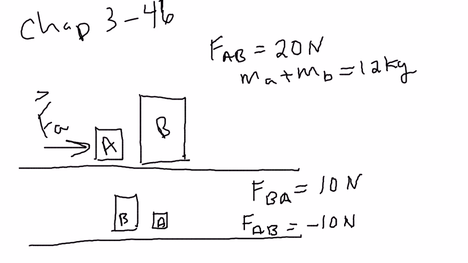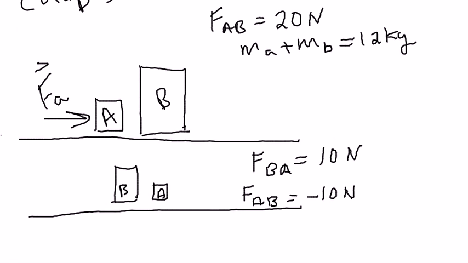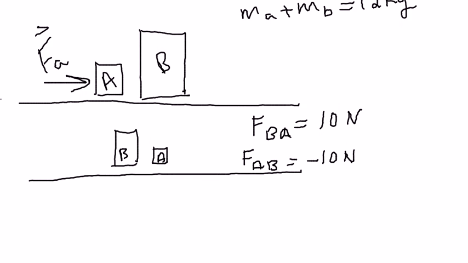And because of Newton's third law, for every action there's an equal and opposite reaction, or the idea that forces come in pairs, we know that the force that B exerts on A and the force that A exerts on B are just equal and opposite. So let's see if we can use this information.